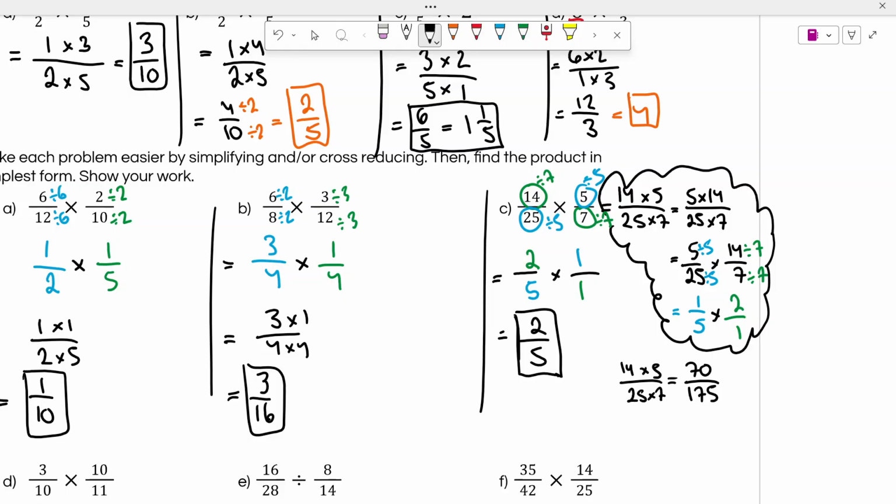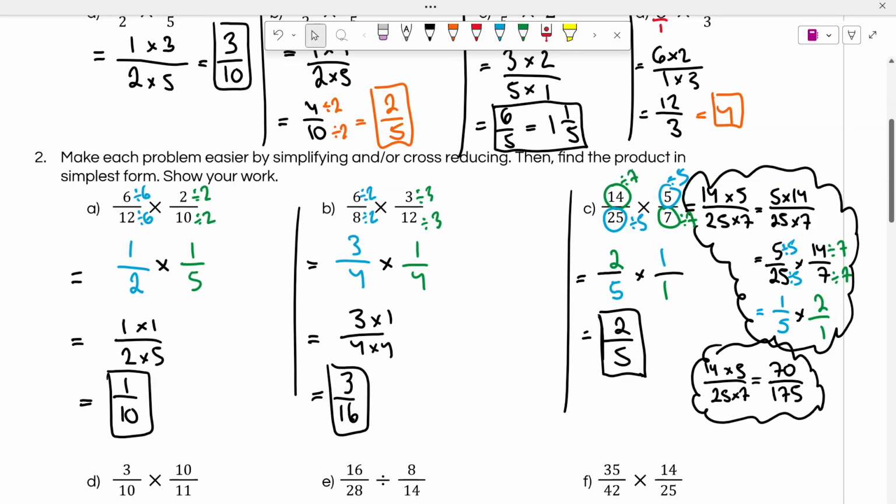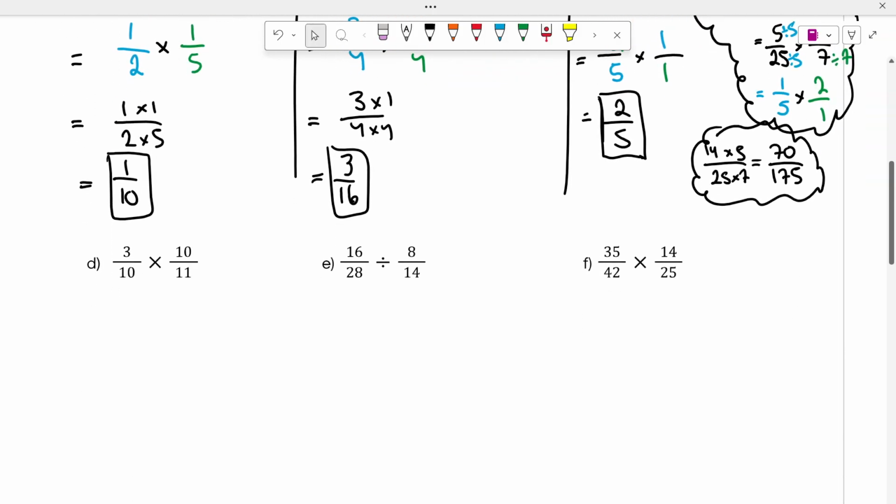Now we can reduce that down to our correct answer of 2/5, but typically reducing at the start is a lot easier to see because they're within our times tables instead of reducing at the end when we have a lot of larger calculations to do. So generally cross-reducing or simplifying at the start is a very good idea.